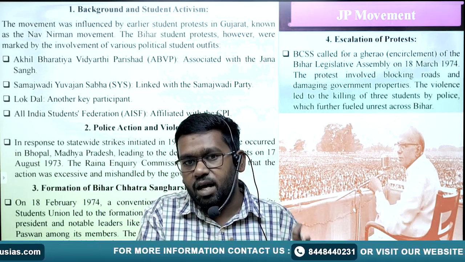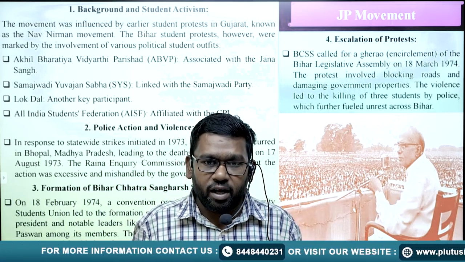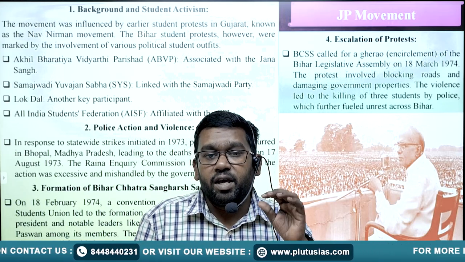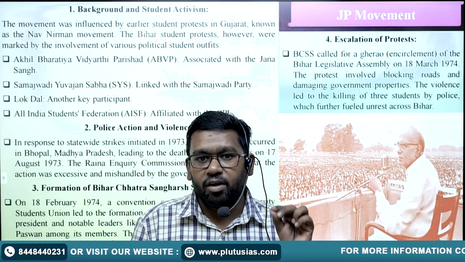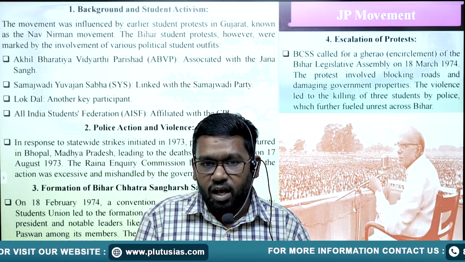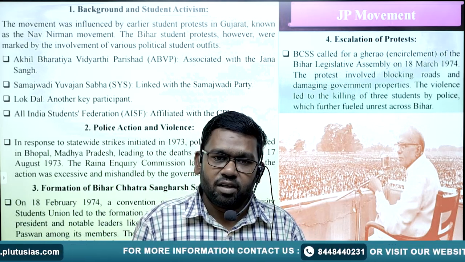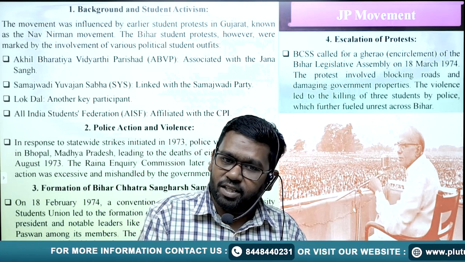Morarji Desai came forward and led a very good movement, and then Morarji Desai and the other student people were able to pressure the assembly of Gujarat to dissolve. Finally, the assembly was dissolved and presidential rule was imposed in Gujarat. This happened in 1972-73.